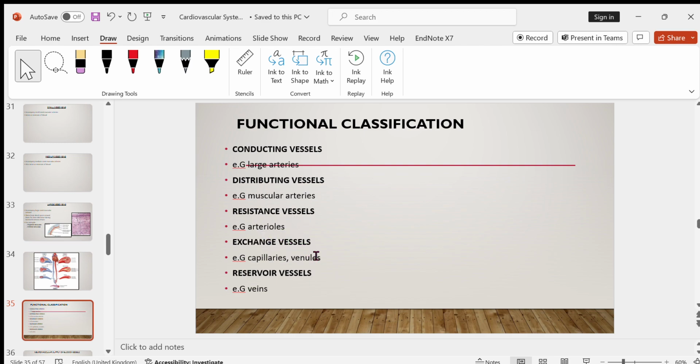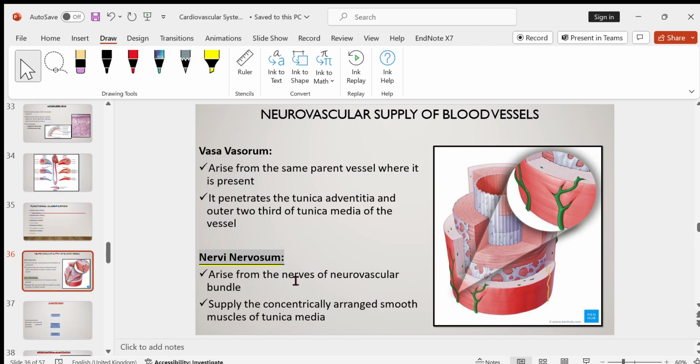Another one is exchange vessels, and the capillaries and venules make the exchange vessels. And finally are the reservoir vessels, in all the veins, the small, medium, and large. All veins lie in this category.